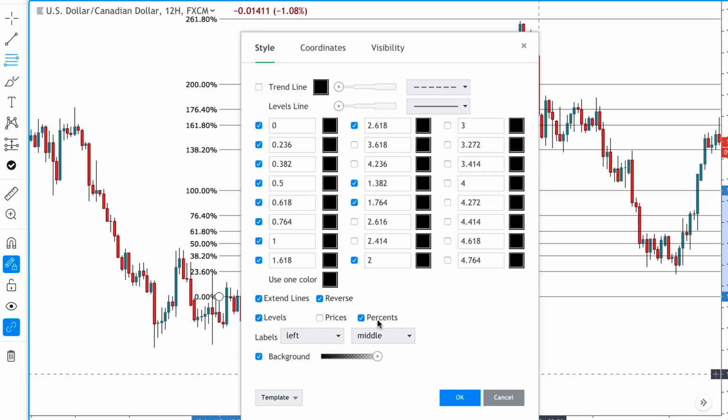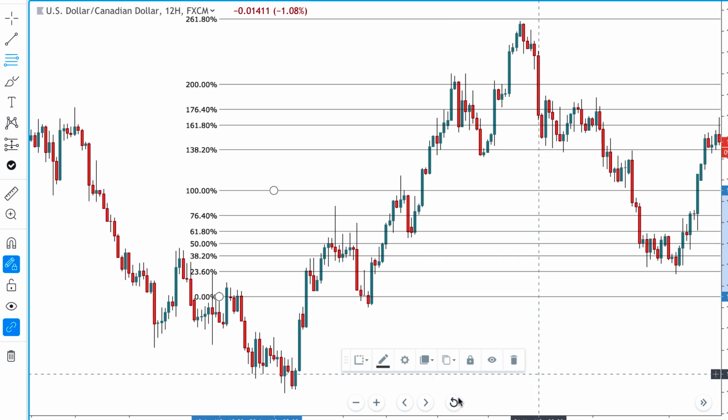Fibonacci's, as you can see here, are percentage based, so if you use reverse or not, it does not matter. Please don't comment that I'm using Fibonacci wrong. That's not the case. Fibonacci's are percentage based, so you can use them either way.